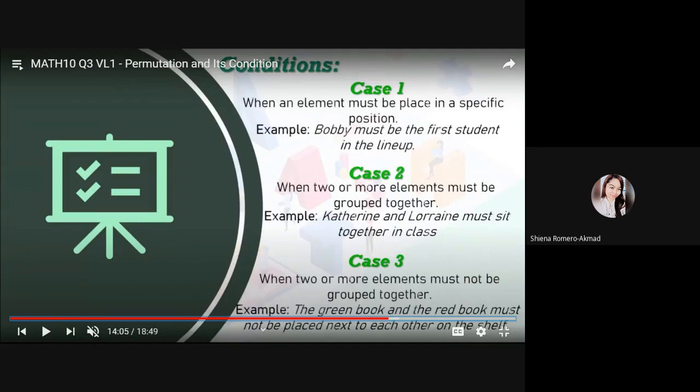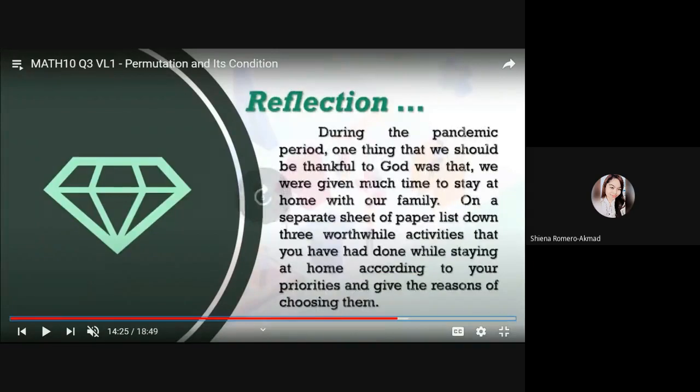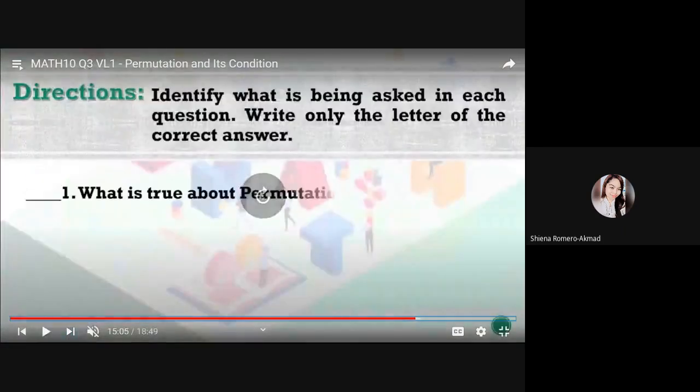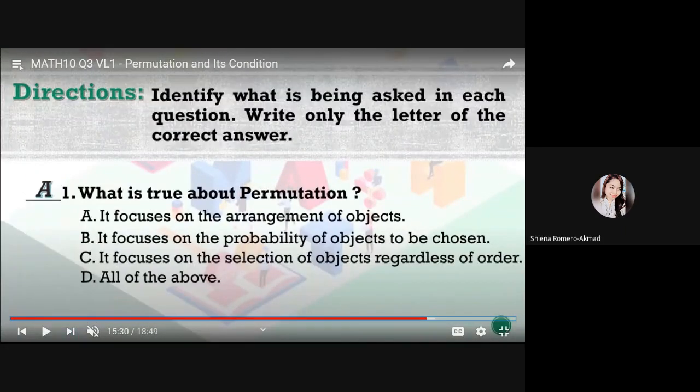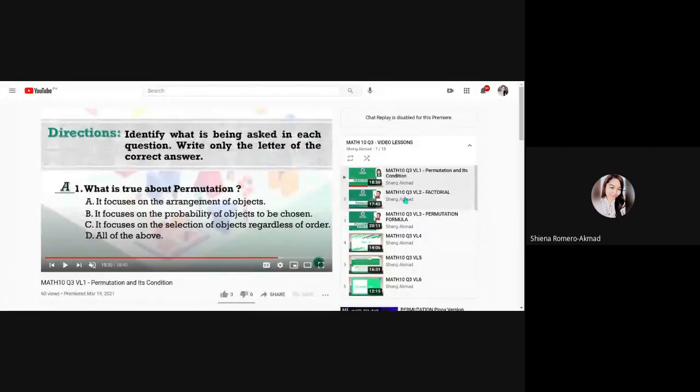So these are the three cases. Yung una, specific position, we are going to place the element in specific position. Yung pangalawa, two or more elements must be together. And yung pangatlo, two or more elements must not be together. Okay? So you will answer the reflection, of course, and I'll give you guide kung alin dyan ang sasagutan ninyo.